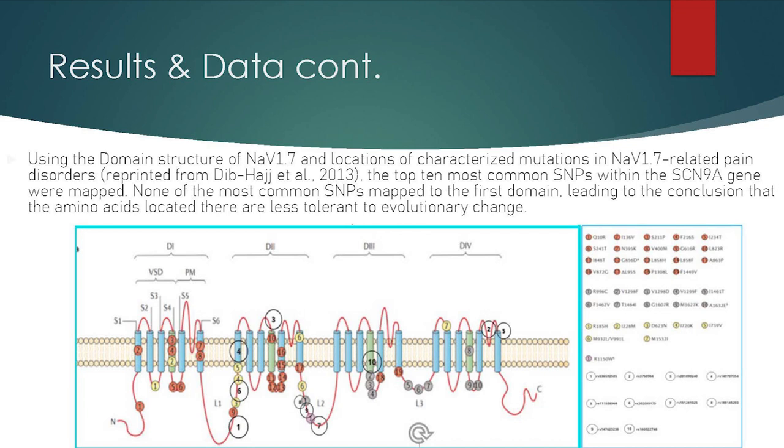So from the fact that we have no SNPs mapped to this specific domain, it tells us that this domain is not tolerant at all to evolutionary change, so it is harder for a mutation to occur in this section right here. So here they are numbered, the SNPs.